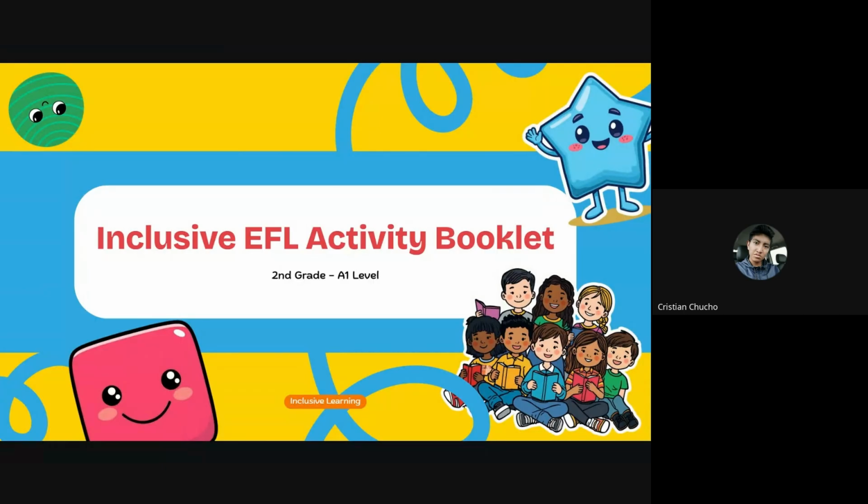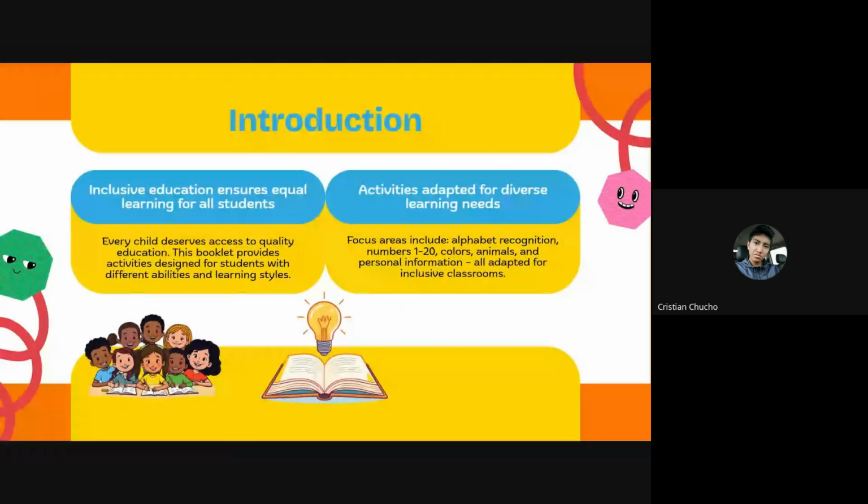We decided to choose the second grade and an A1 level. So, first of all, welcome to this booklet. This booklet is designed to support educators in creating an inclusive and engaging learning environment for students with different needs. In the next slides, you will find practical tips, adaptable techniques, and inspiring approaches to help you unlock the potential of every learner. So, let's empower our students to succeed in English and beyond.